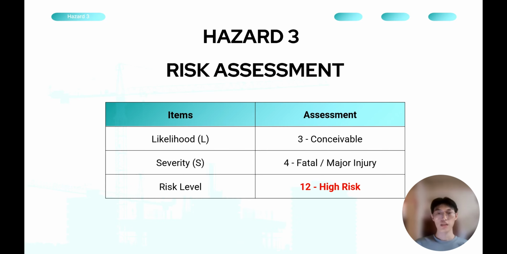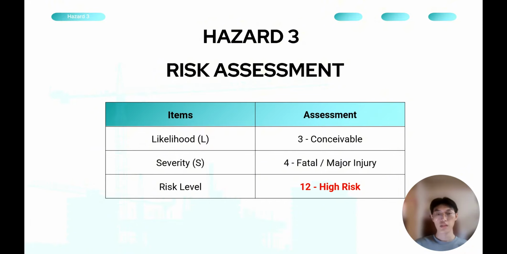To assess the level of risk, a risk assessment was conducted. The likelihood is rated as level 3, which is conceivable because the machine is frequently used and operators work close to the blade during normal operation.